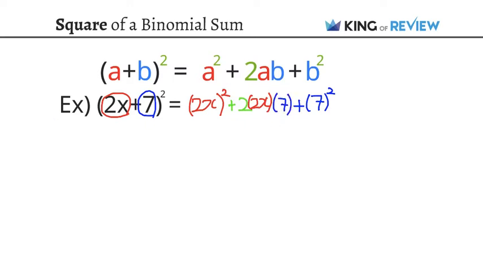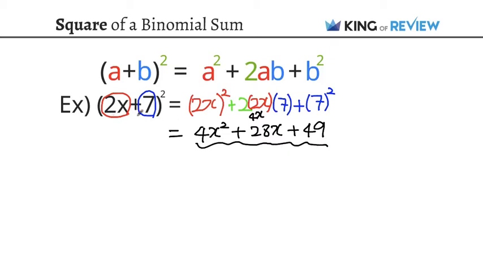Okay, let's solve this. It's equal to 2x squared, that's equal to 4x squared, right? Plus 2 times 2x, that's equal to 4x, and 4x times 7, that's equal to 28x, right? And then 7 squared, that's equal to 49, right? So 4x squared plus 28x plus 49. This is the answer of this 2x plus 7 squared. Okay, can you understand?